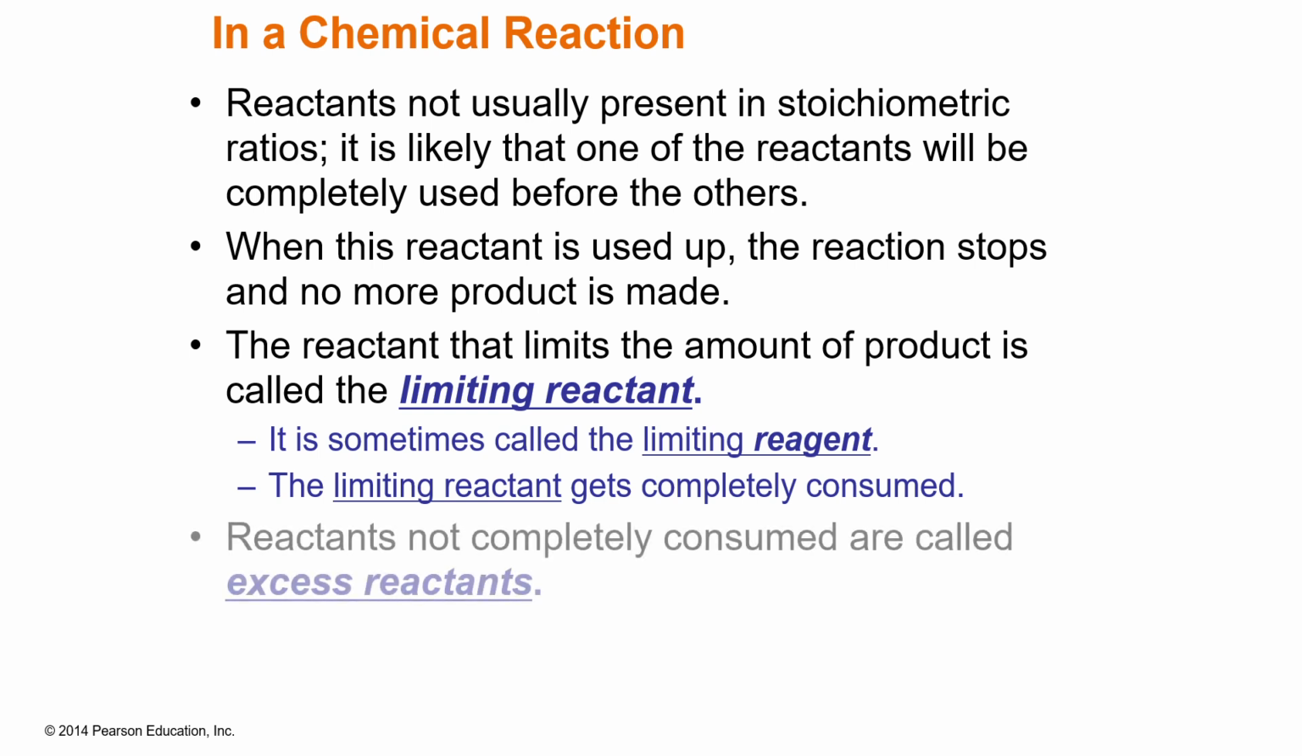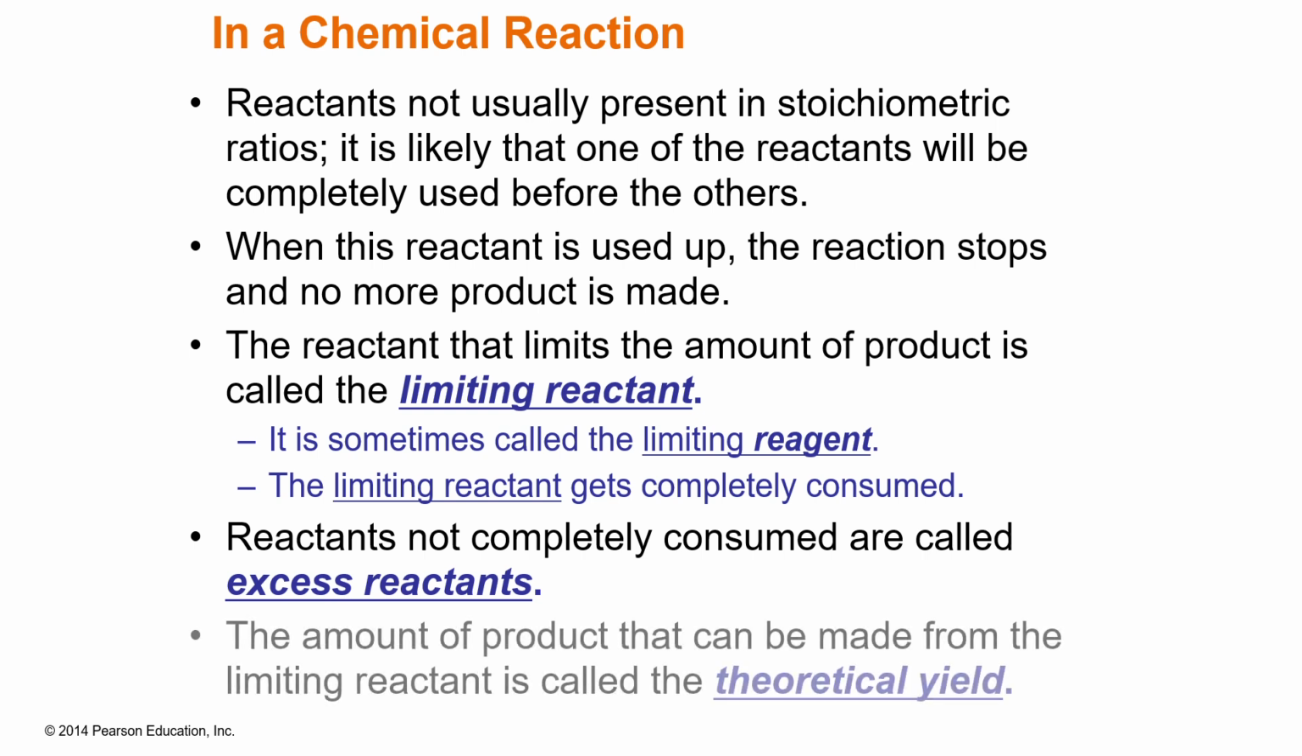Any reactants that are not completely consumed are going to be called excess reactants. And once we know who the limiting reactant is, we can determine the amount of product that can be made from that amount of limiting reactant. And we're going to call that the theoretical yield. This is kind of like the maximum amount of product you're going to be able to get from the reaction given the amount of limiting reactant.